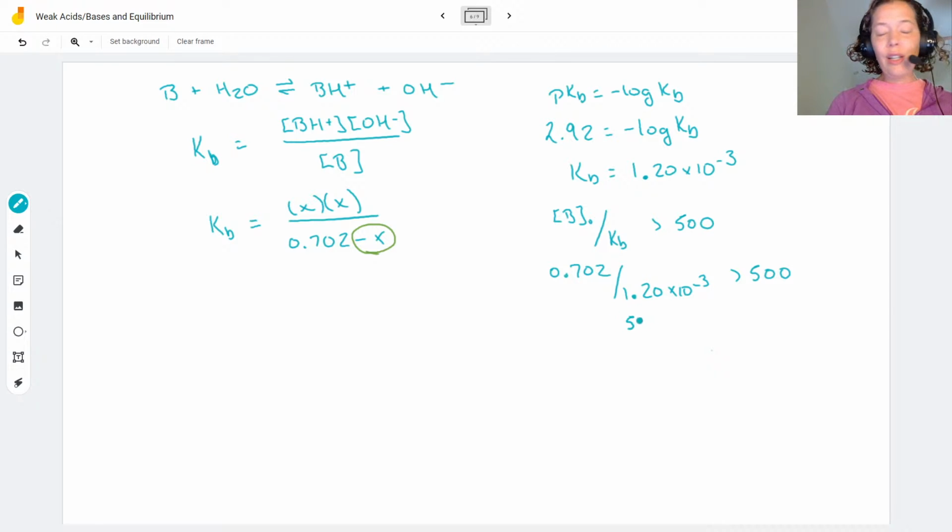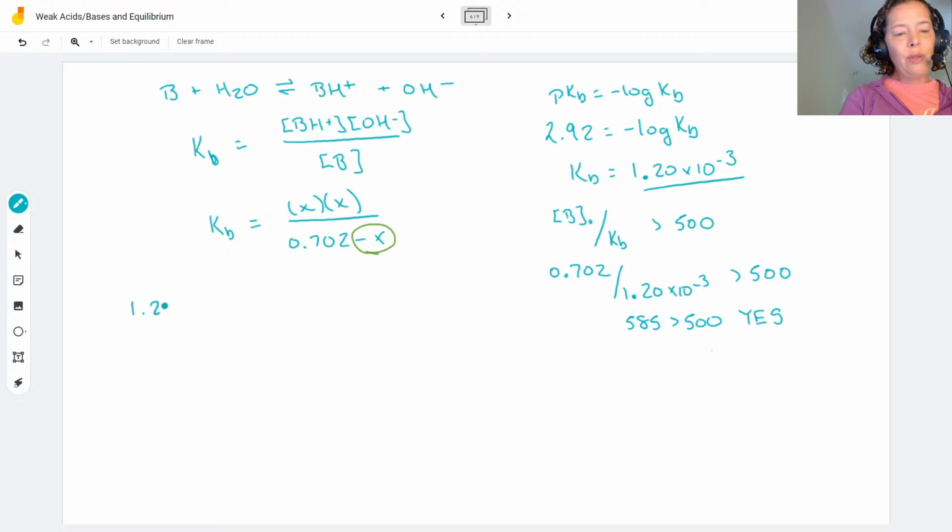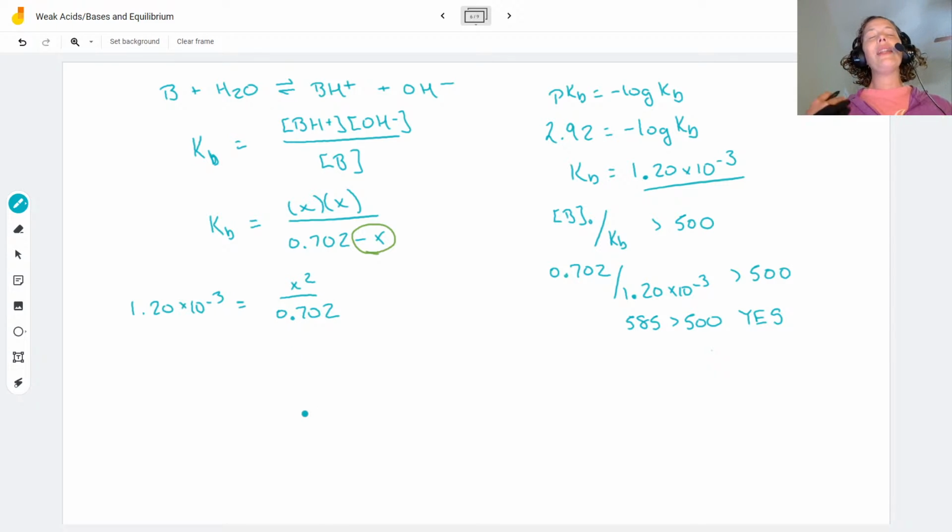Okay, so this is really close, but it is actually greater than 500. So we can drop that negative x. And for this one, because we're so close, we will definitely come back and confirm with our 5% rule as well, just because we're borderline here. All right, so this is going to simplify. I'm going to plug in my value for Kb. Oh, yep, here it is right here. 1.20 times 10 to the negative third equals x squared over 0.702. This is a lot easier to solve than having to plug everything into the quadratic equation.